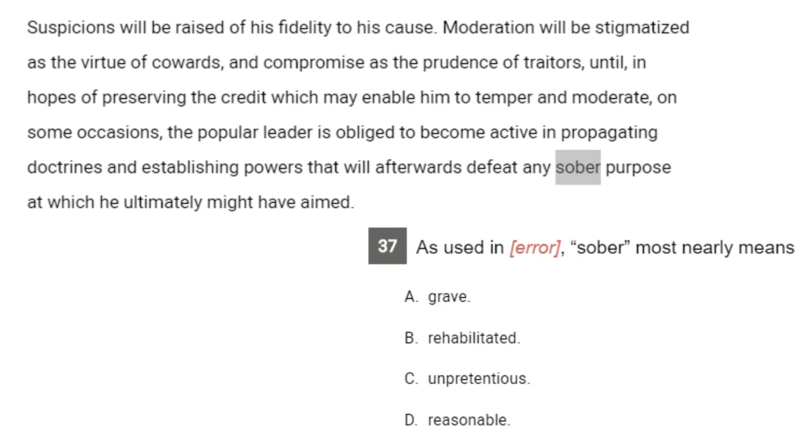In this passage, you are looking for what the word sober most nearly means.